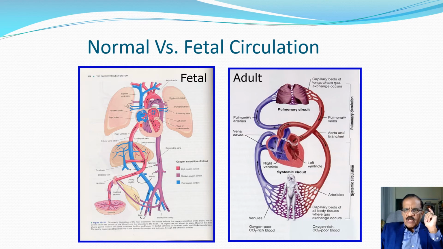And from the right atrium, instead of going to the right ventricle and to the lungs, it goes straight to the left atrium. Why so? Because the lungs are collapsed in the baby who is not born, the fetus. The lungs are not ventilating, they are collapsed, and the blood does not go there. Instead, the blood goes through the foramen ovale into the left atrium. So this is oxygenated blood coming to the left atrium and then the left ventricle, and from the left ventricle it goes to the rest of the body through the aorta.